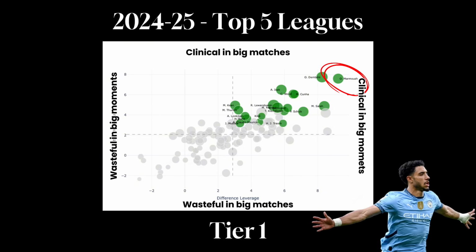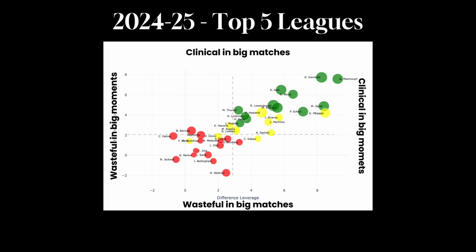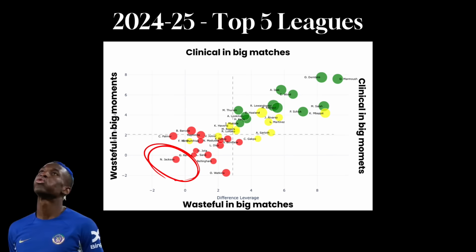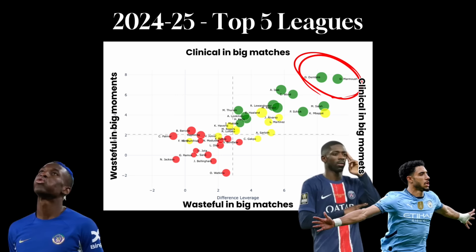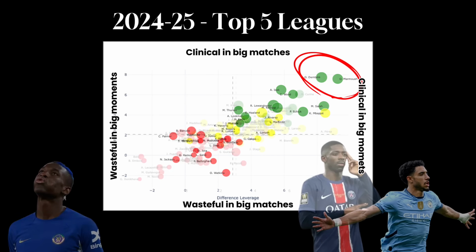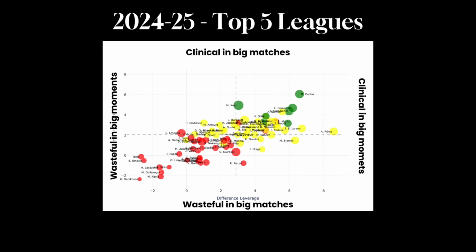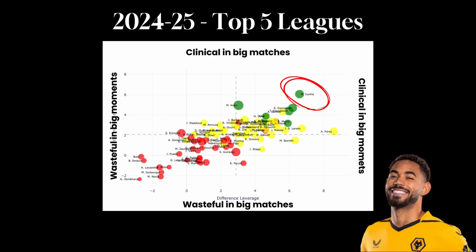Here are the players on the elite European teams. Among these teams, Nicholas Jackson was the least clinical forward. Ousmane Dembele and Marmoush may have been the most. Here are the rest of the teams. Matheus Cunha really stands out when you see it from this perspective.